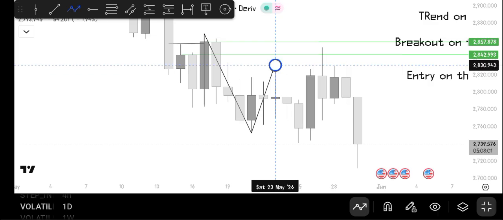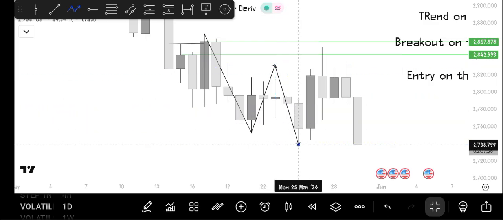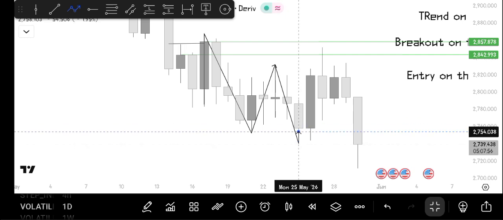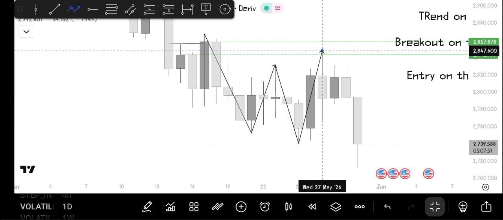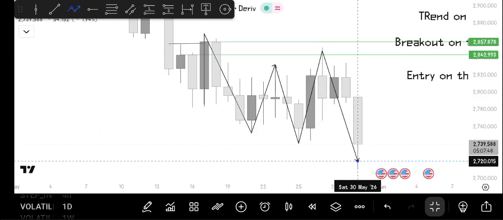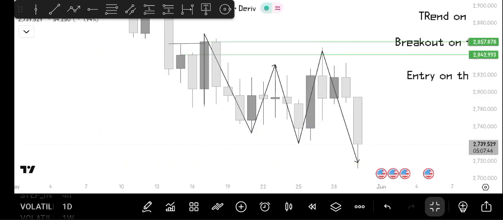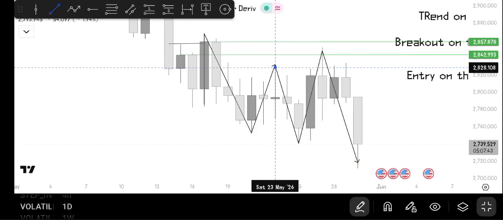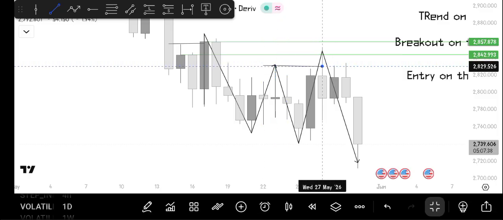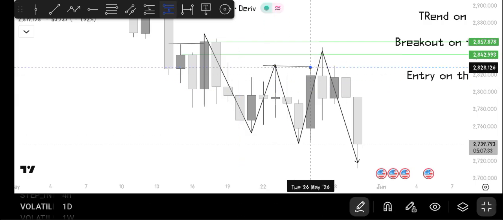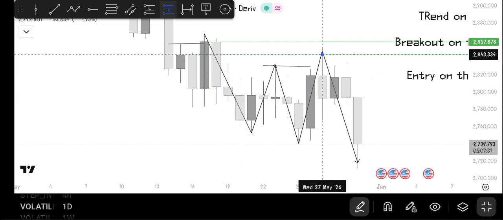So price gave an inducement, it came down and rejected, gave a rejection candle, and this huge push up there, came back to mitigate the candle before giving us this down move. Now this was the liquidity, and where is the nearest key level? That is above this inducement. This was the key level. It's just as simple as that.